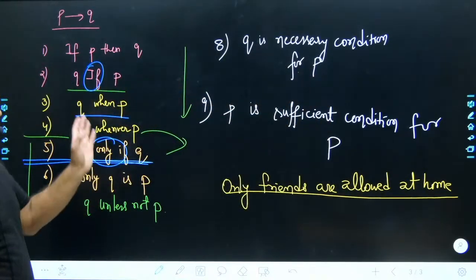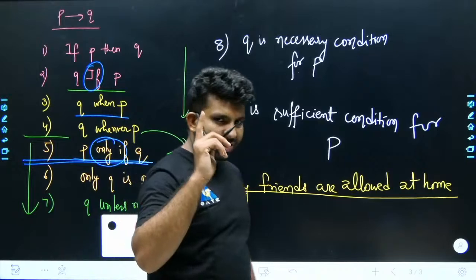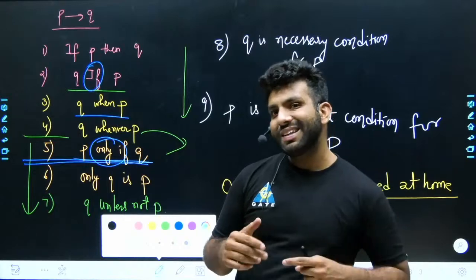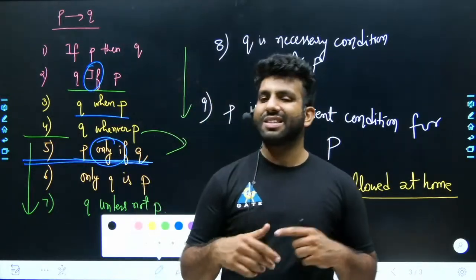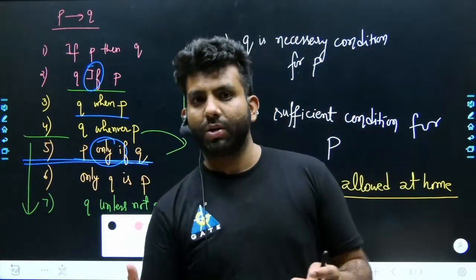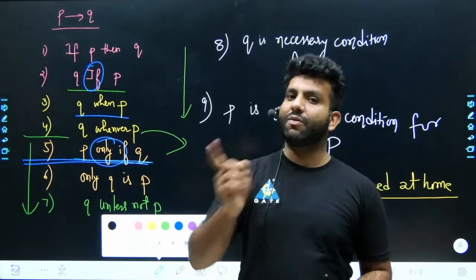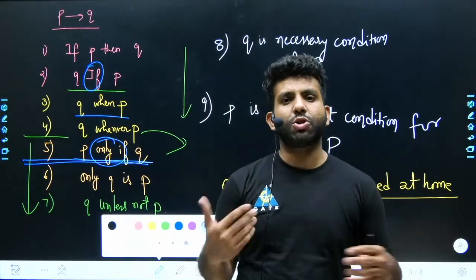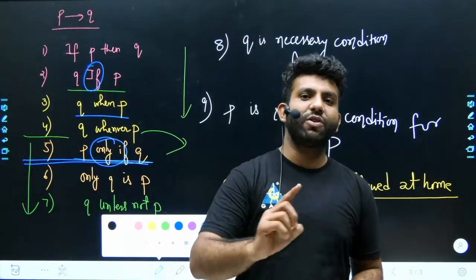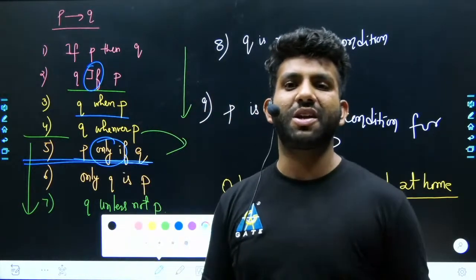See this. Only friends are allowed at home. Just tell me whether it's correct or not. If there is a friend, does it mean he is at home? That he will be in my home? Will it be true? If there is a friend of mine, will it be correct if I say that he will be in my home or not? The answer is no. I'm not sure about that if someone is my friend. But I'm damn sure that if someone is there in my home, he's a friend of mine. If someone is my friend, that doesn't mean he's present at my home.